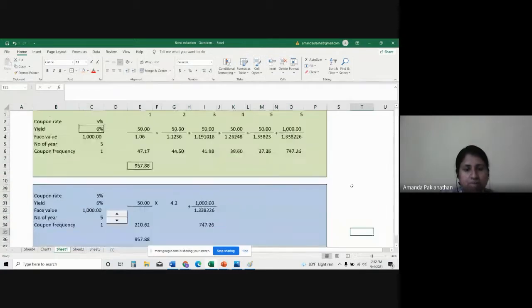Finally, the tenor. You can see the number of years is 5. So the value of the bond is also the same.